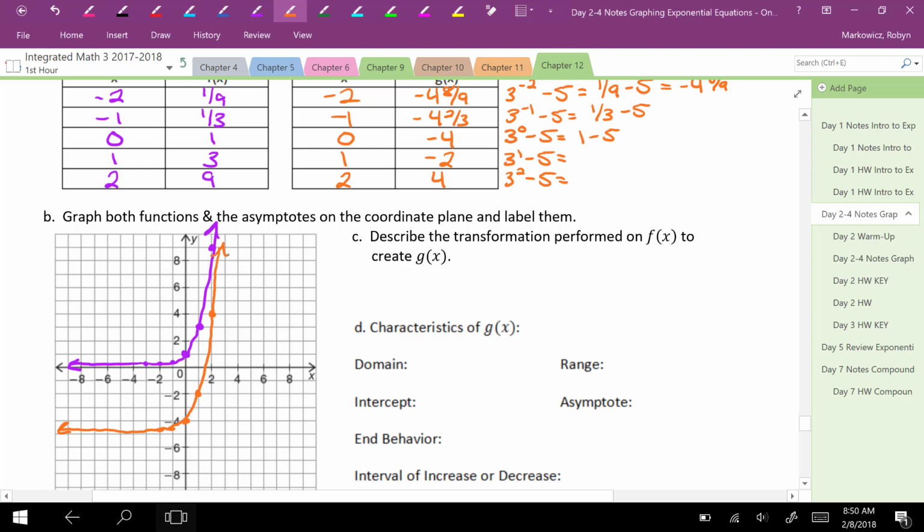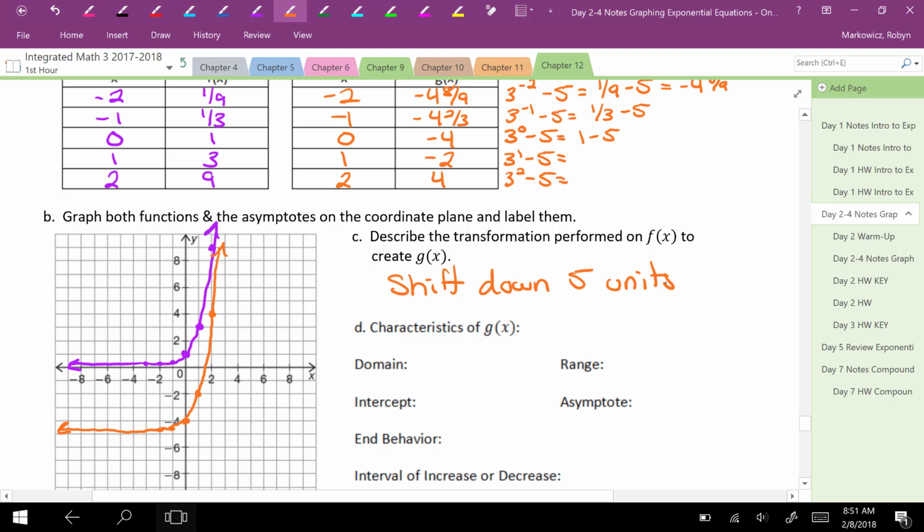Ashley, remind me, what was your guess? Down? Down 5? Did we move down 5? If we look here, if I start at my y-intercept of my f of x function, did we go down 5? Yes. So before we answer any other questions besides C here, we shifted down 5 units.